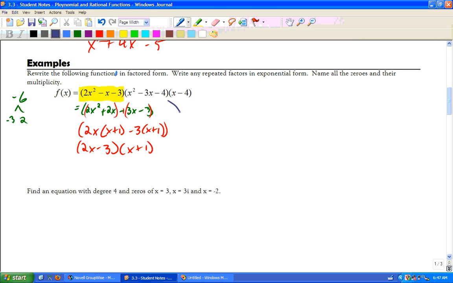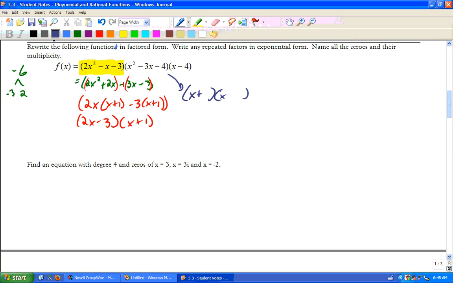We can factor this next term. This one looks easy enough to do by guess and check. Looks like there's going to be an x here, x here. One's got to be positive, one's got to be negative. The factors of negative 4 that add together to give you negative 3 are negative 4 and positive 1. We'll bring this back down. x plus 1, x minus 4. And finally, our last term, x minus 4, gets brought down as well.